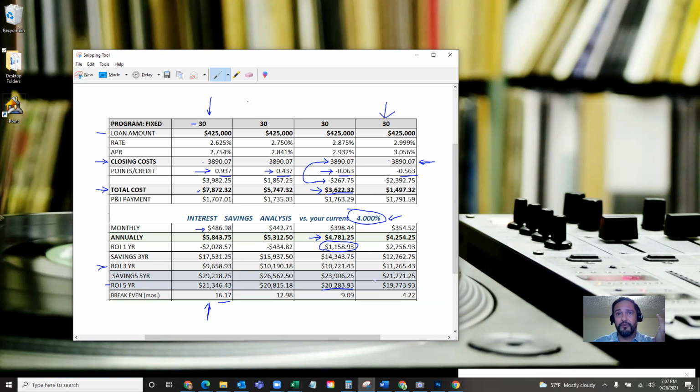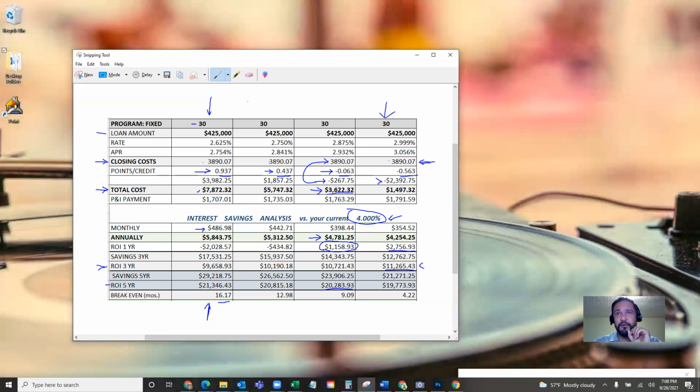Normally you wouldn't think, hey, go with the highest rate, but look at the 3-year return, 11.265. So this one has the best 3-year and 1-year return, probably because there's a big old lender credit here, almost 2,400 bucks of lender credit going towards your closing costs. Okay, so your total cost to do this loan is less than 1,500 bucks at this rate, the one in the far right column here.